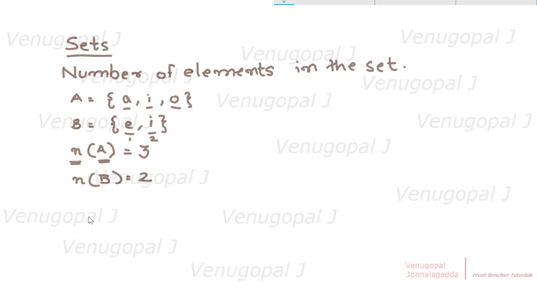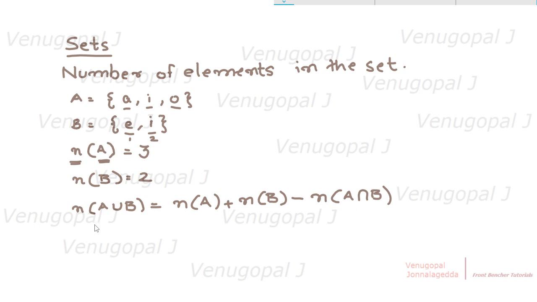There is an identity which you need to understand, which states that the number of elements of A union B is equal to the number of elements of A plus the number of elements in B minus the number of elements of A intersection B. Okay, so this is a very interesting identity.